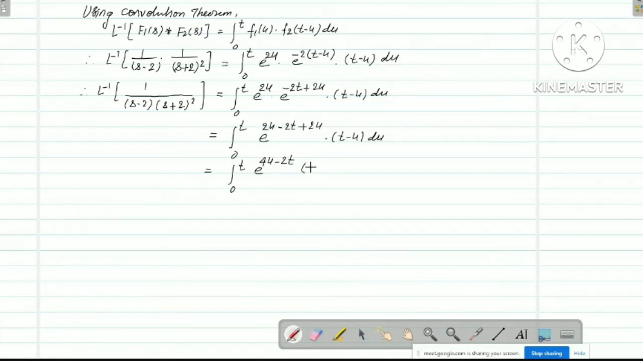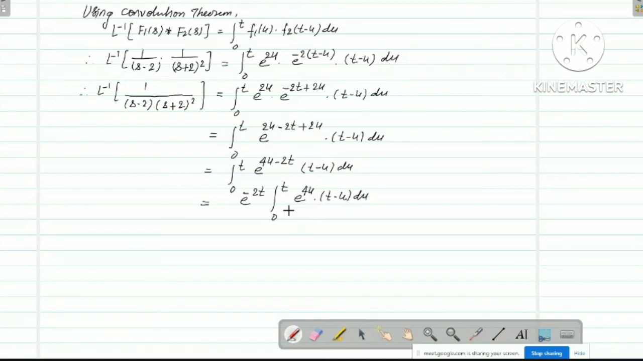Okay, and into t minus u, t minus u du. Now what do I have to do next? We are integrating with respect to u, so t will be constant, so we just break this. What will be the constant? e raised to minus 2t is constant, we take it outside. Integration of limit 0 to t, e raised to 4u into t minus u du.